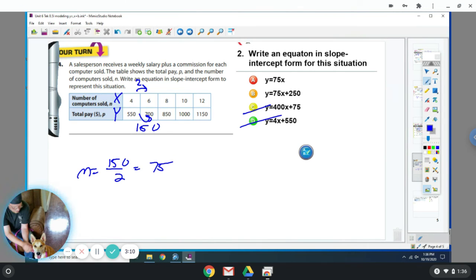So now to find our y-intercept, every time x goes up 2, y goes up 150. So that means if I go down 4, I go down double 150, which is 300. So I go down 300, which is 250. So my y-intercept will be 250. So it'll be B.